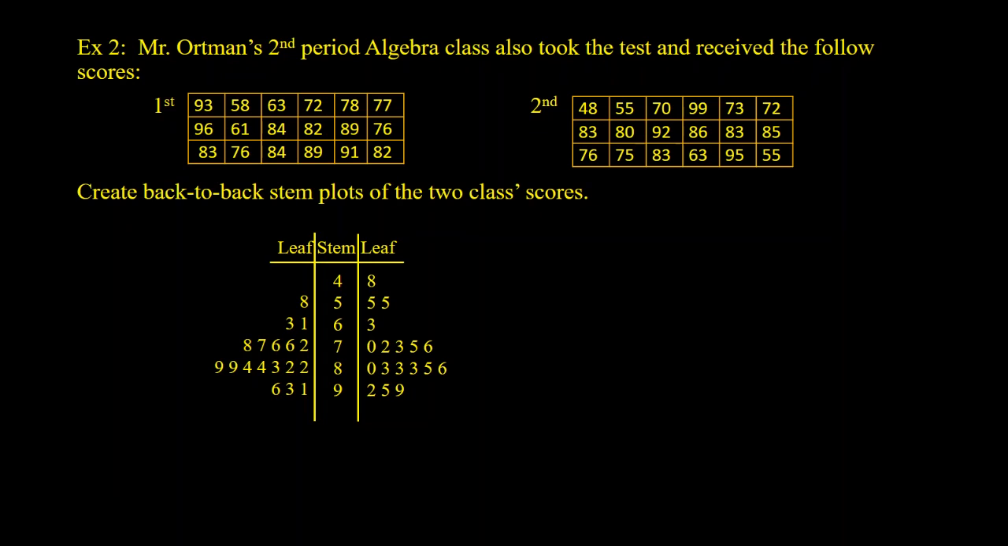And so there's our back-to-back stem and leaf plots. This lets us compare things. It looks like the scores for first period were slightly higher than that of second period. Second period had more lower scores. More scores in the 50s and 40s. Second period had a larger spread on their scores. So if we were going to compare these things, we'd be able to talk about all that.